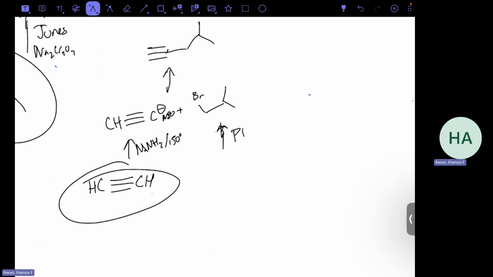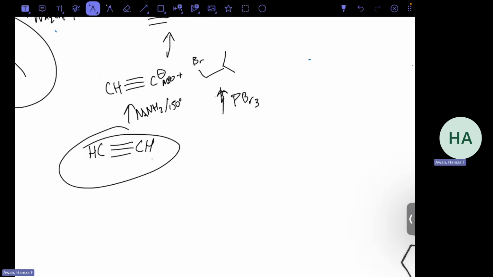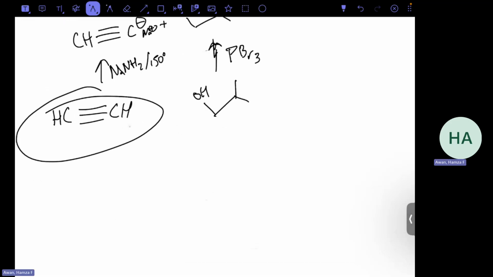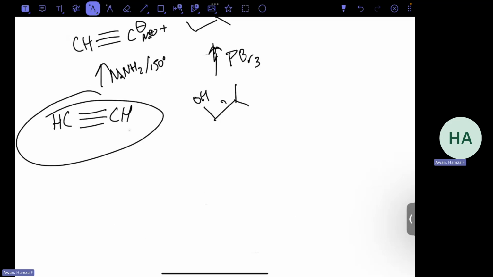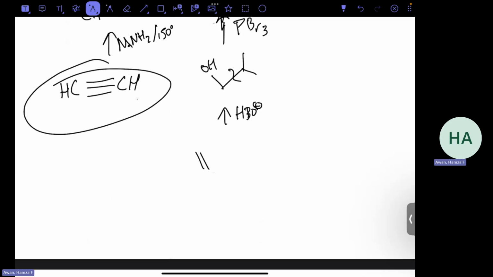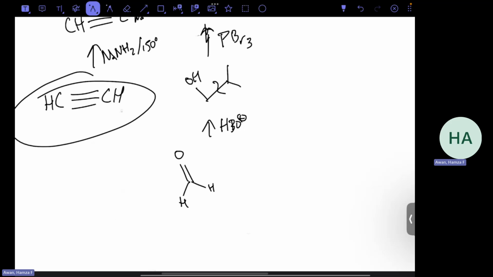I'll also show you the other way. So PBr3, and this will allow it to become an OH. Okay, so whenever it becomes an OH, then we can do Grignard onto it, H3O. So whenever we do that, then this becomes a formaldehyde. So it becomes 2 H's on either side of that carbon, right?